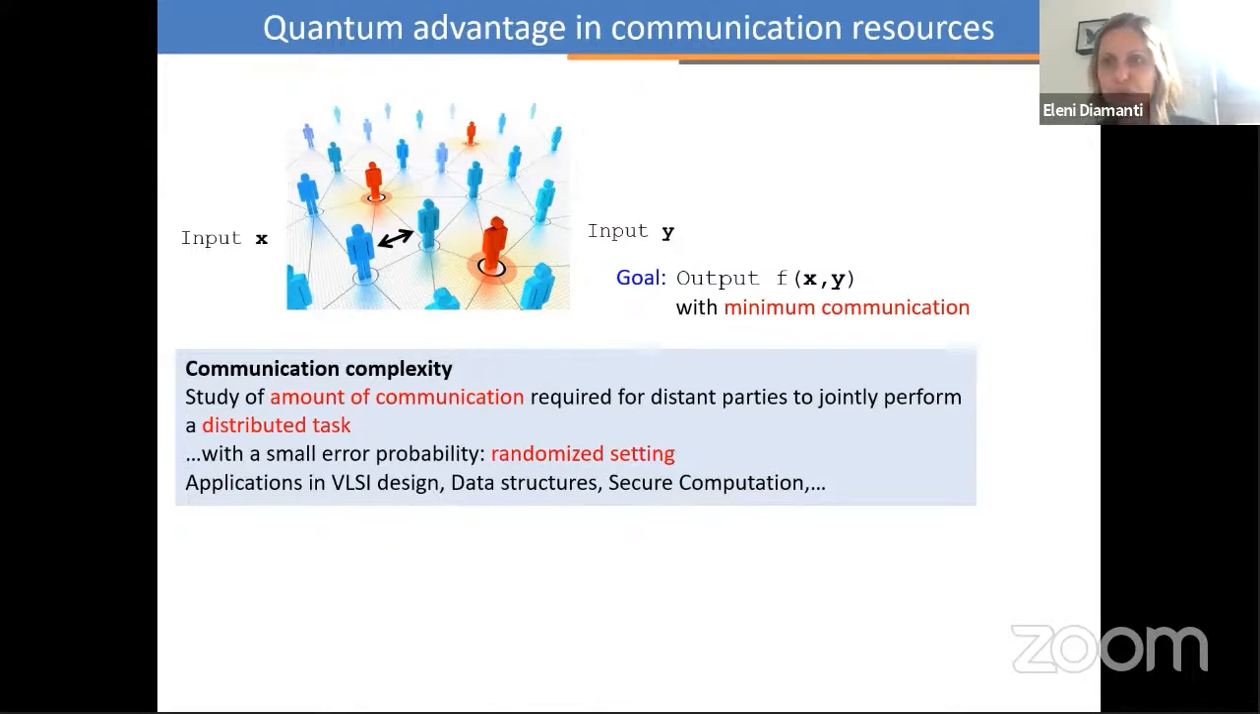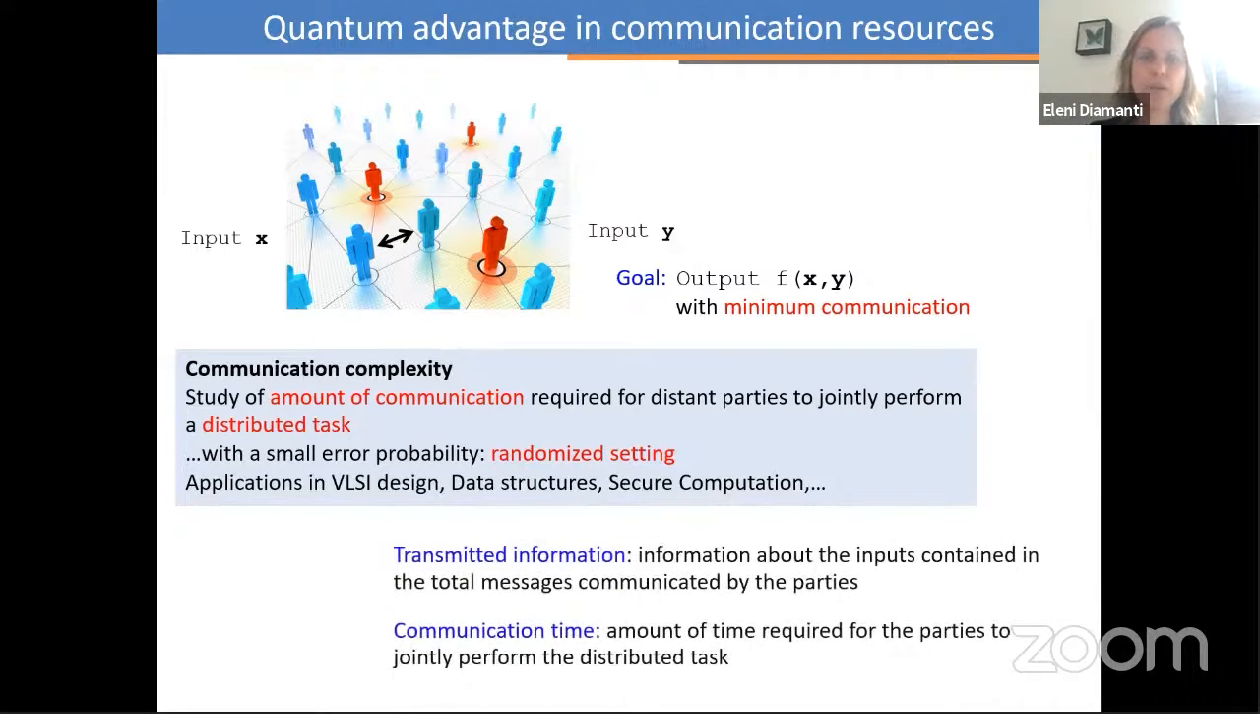And for those of you who are specialists in the matter, I should also specify that in our setting this is a randomized setting, where this happens with a small error probability. So we're not looking for absolute minimal communication complexity; we're allowing for a particular error probability, and the whole point is to show a quantum advantage with an error probability as small as possible. There is a big number of applications, going from VLSI design to data structures and secure computation, where one will want to minimize the communication between two parties.